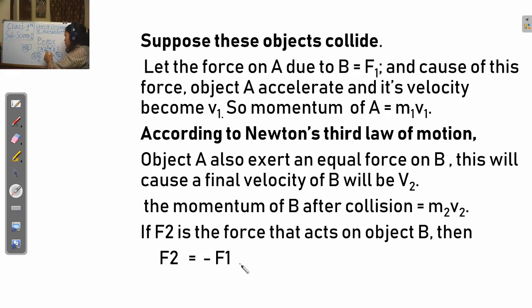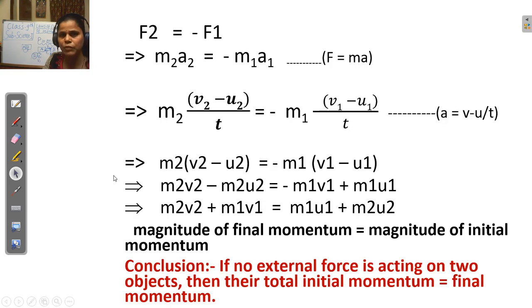This is F1 and F2. You can see here the direction of both forces is opposite. So right here F1 equals minus F2. Then we have F2 equals minus F1, or F1 equals minus F2.